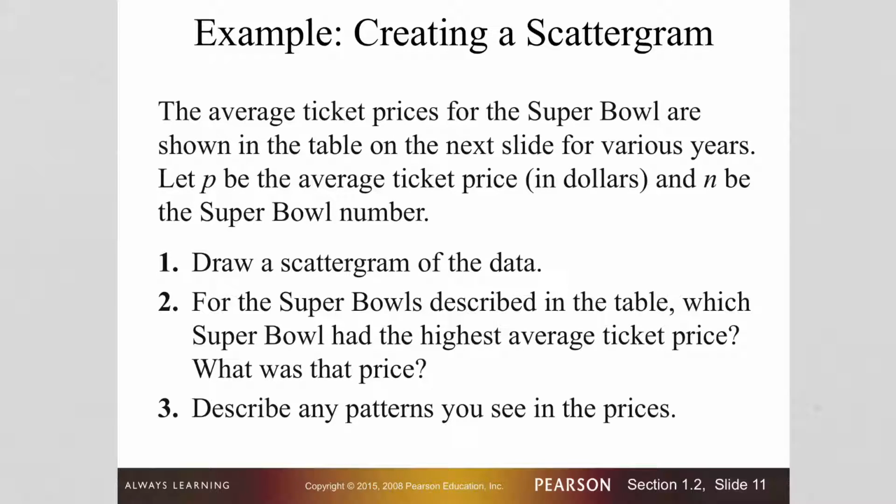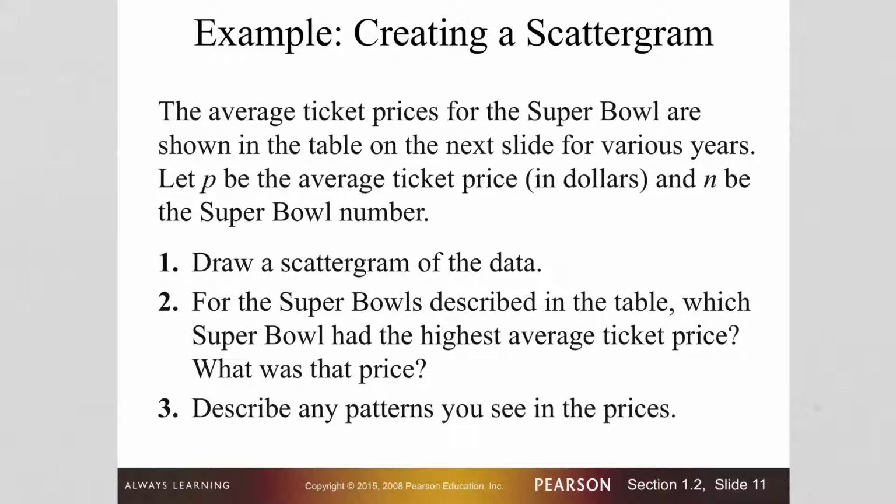Alright, so with this problem, we are going to create a scattergram. The question says, the average ticket prices for the Super Bowl are shown in the table on the next slide for various years. Let P be the average ticket price in dollars and N be the Super Bowl number. Part 1 says draw a scattergram of the data. Number 2 says for the Super Bowls described in the table, which Super Bowl had the highest average ticket price? What was that price? Describe the patterns you see in the prices.